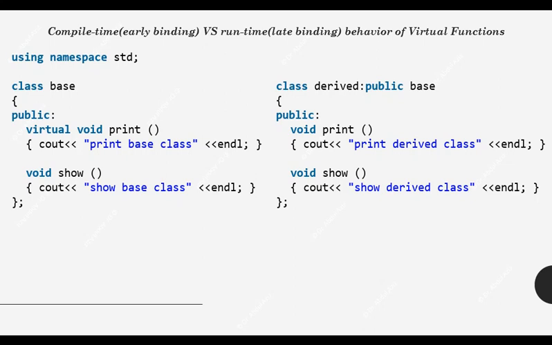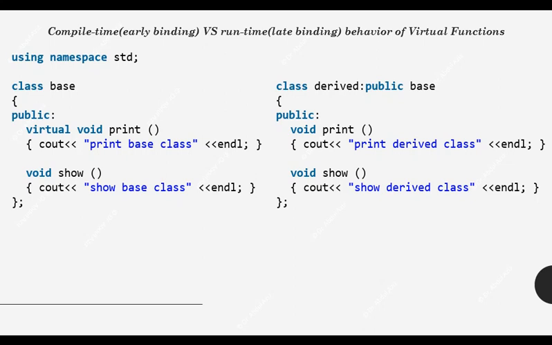So again, carefully look at the base class. We have two functions. One is print, second is show. Print is a virtual function. We have put the virtual keyword at the signature of the function, and show is a normal member function, which means a non-virtual function.